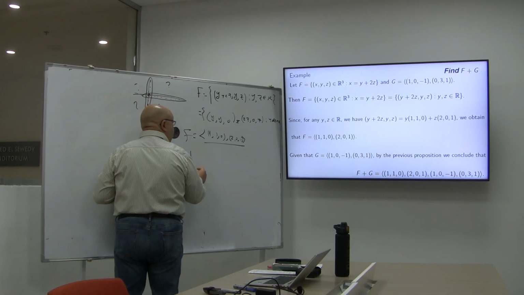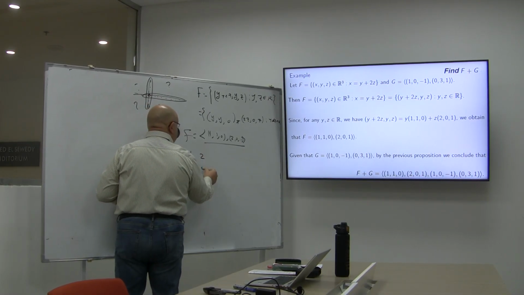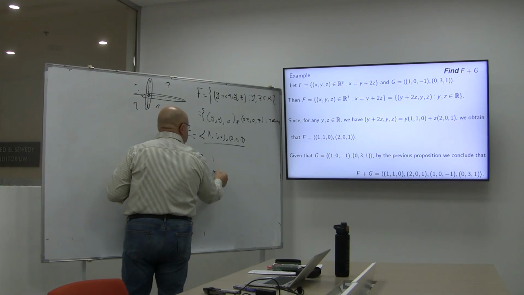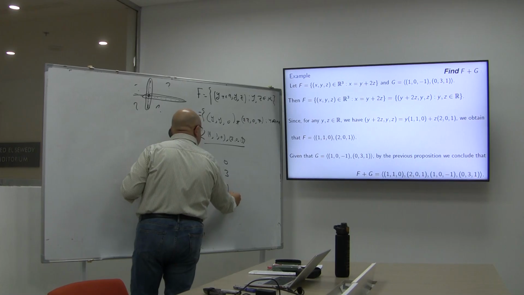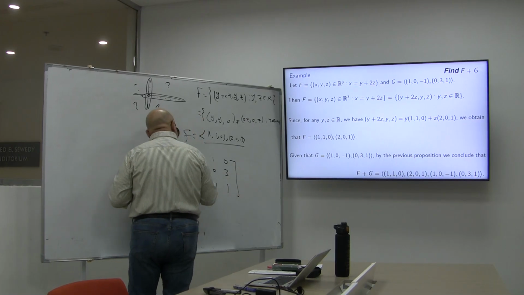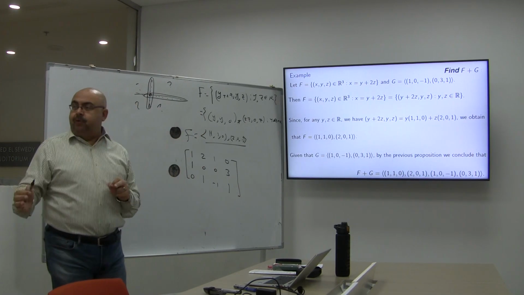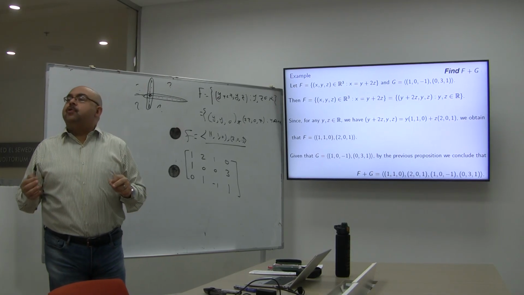So you will have 1 1 and 0. 2 0 and 1. 1 0 and the negative 1. Then 0 3 and 1. And then try to reach a reduced echelon form in order to get a reduction for the rank.